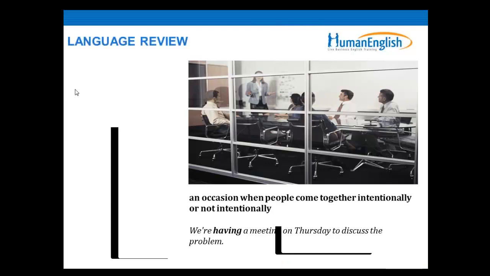Okay, let's look at some language review. We have to hold a meeting. So to hold a meeting is to organize or to arrange a meeting. Matters arising. Matters are the issues or the points that occur during a meeting. We have emergency, which is something urgent. Monthly, which is every month.